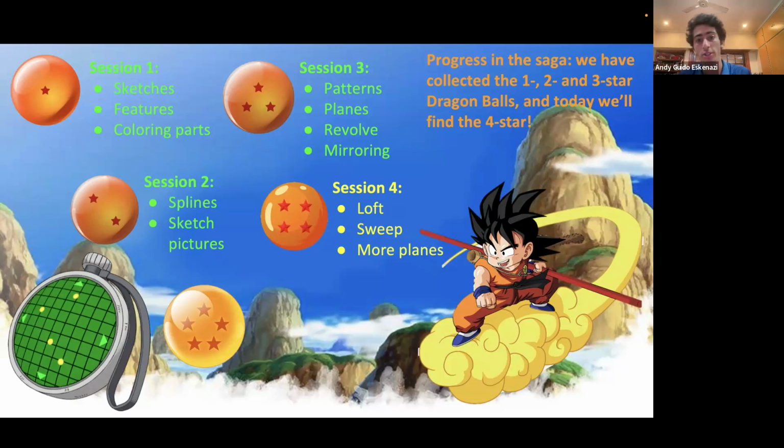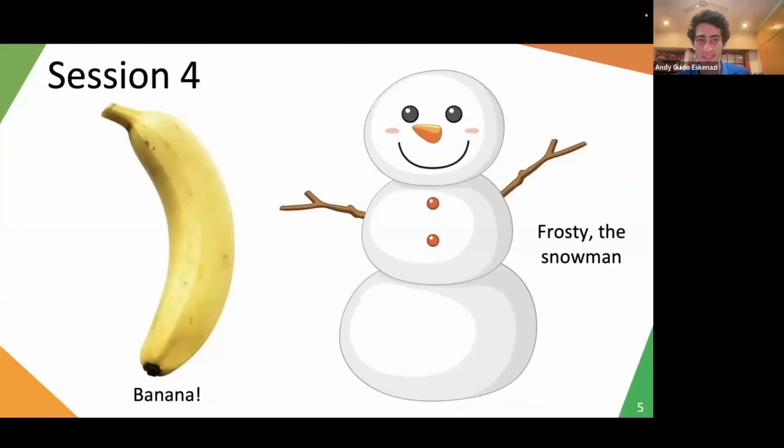Now session 4 is kind of a review of all of these things, but on top of that we'll be doing loft and sweep and a lot more planes. We are going to be using splines, sketch pictures, and a lot of revolve and patterns. I think that's going to be a good review of all the things that we've been doing. And stay tuned for the fifth Dragon Ball, which is going to be coming up soon as well. So today's session is the banana and Frosty the Snowman.